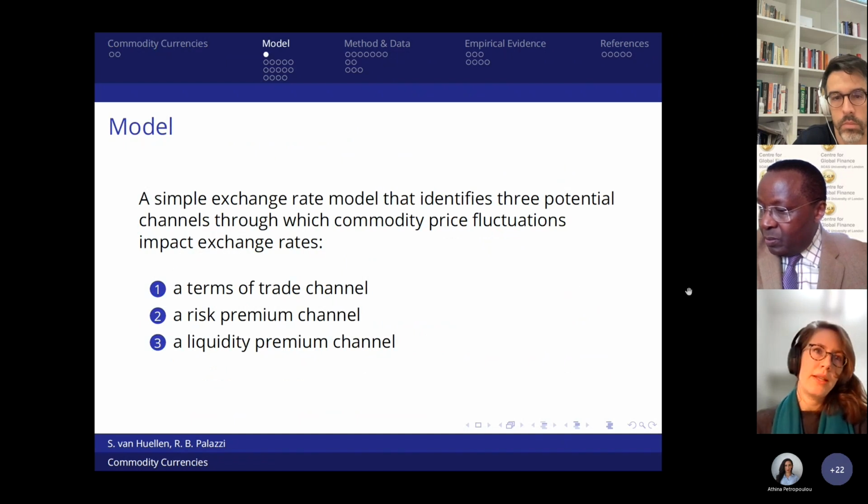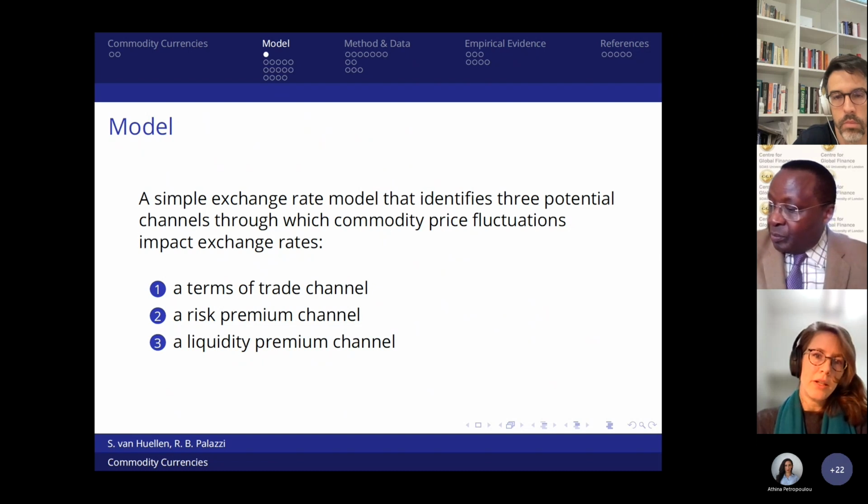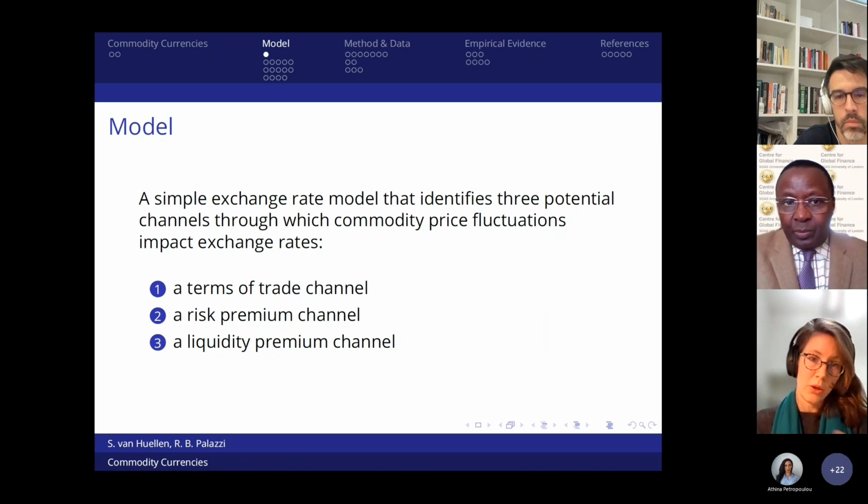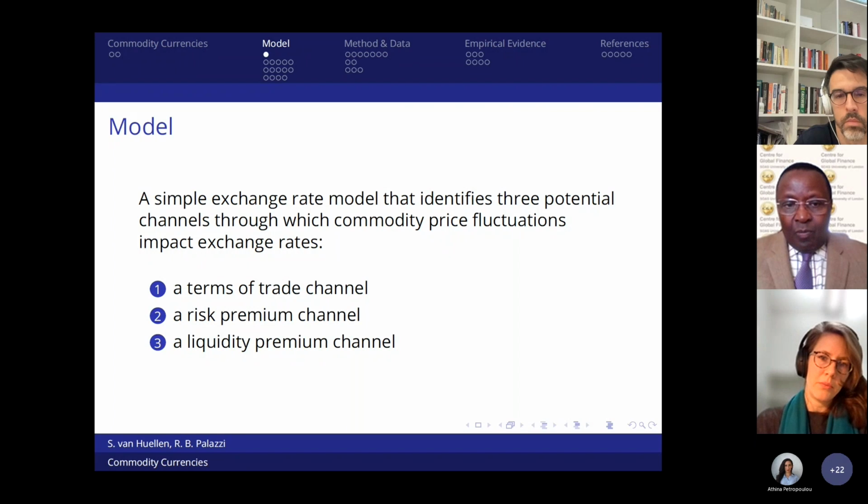So we will use this literature in order to build our model, and we identify three possible channels through which we hypothetically think that the commodity price shock could influence the exchange rate. The first one is the terms of trade channel. That's based on the 1980s, the old literature, Dutch disease kind of models. Then we have the risk premium channel, and then we also have a liquidity premium channel.